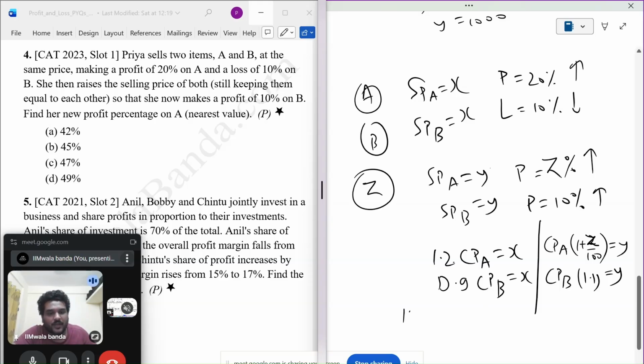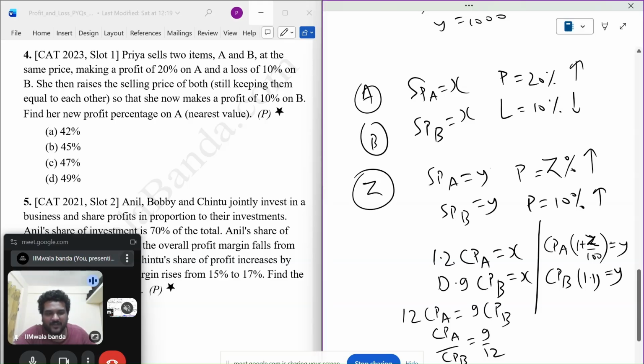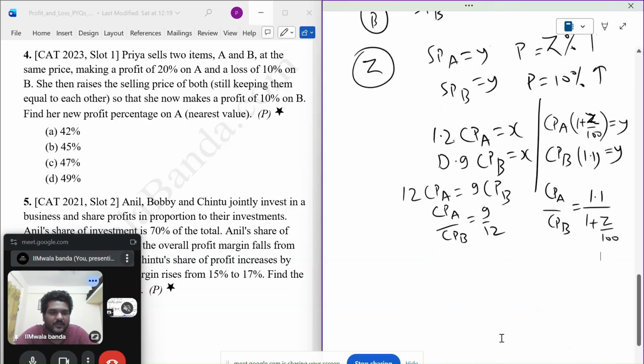Since these two are equal, can I say 12 CPA is equal to 9 CPB? Those two decimals will get cancelled. CPA upon CPB I will get as 9 by 12. Because here also I'm going to get CPA upon CPB, get rid of these CPs, because I'm interested in Z. So CPA upon CPB, because these two are equal again, right? So when you equate them, you can imagine this coming in the denominator, this going on the other side as denominator. So skip a step as much as possible, but without making mistakes.